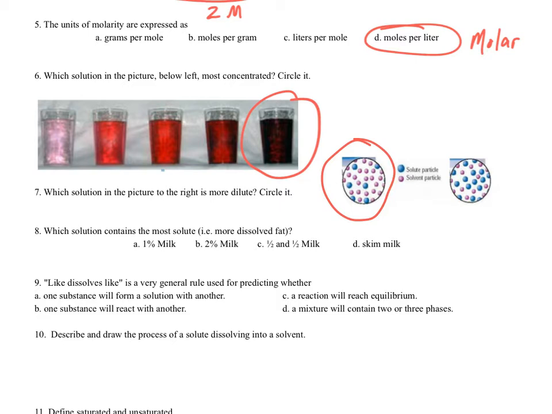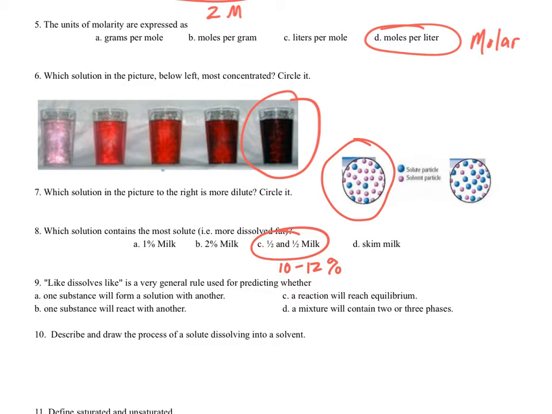Number 8, which solution contains the most solute? Now, dissolved fat would be your solute in milk. So we've got 1%, and 2% would be more concentrated. Half and half is half cream, half milk, and that's usually about 10 to 12% milk fat. And skim milk is the lowest.